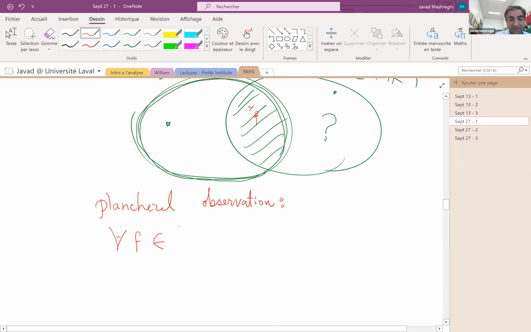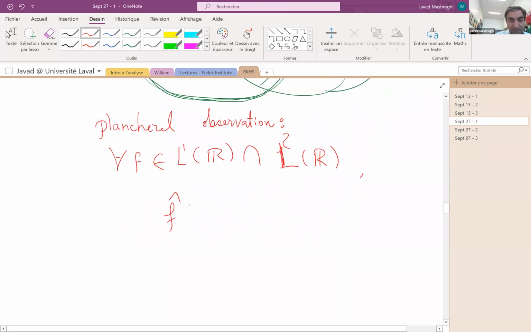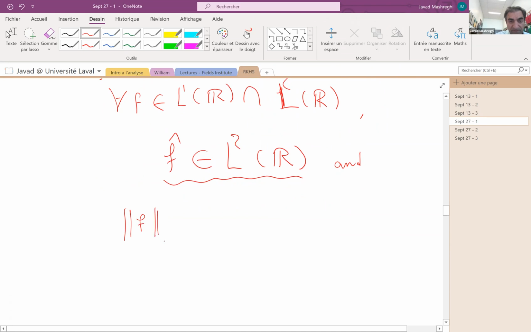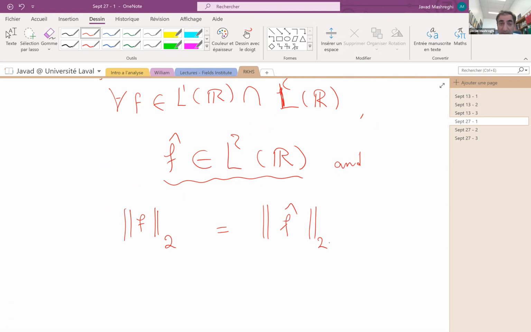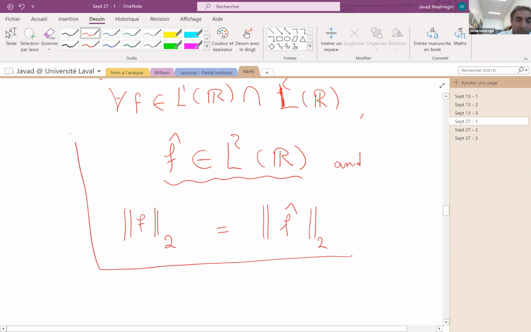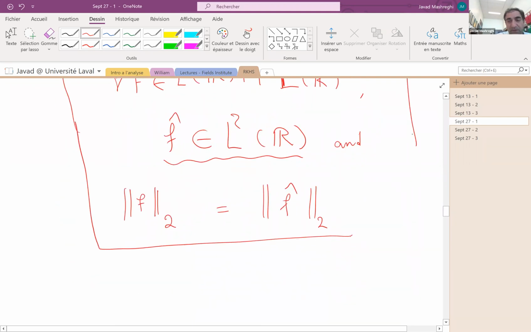For each f in the intersection, f hat is also in L2 of R. And moreover, the norm of f in L2 is equal to the norm of f hat in L2. Recall that when we are in L1, f hat is in L infinity. But here it maps this space into itself. I mean, it maps L2 into L2. And that's the most important part of his observation, and the rest comes pretty much automatically.